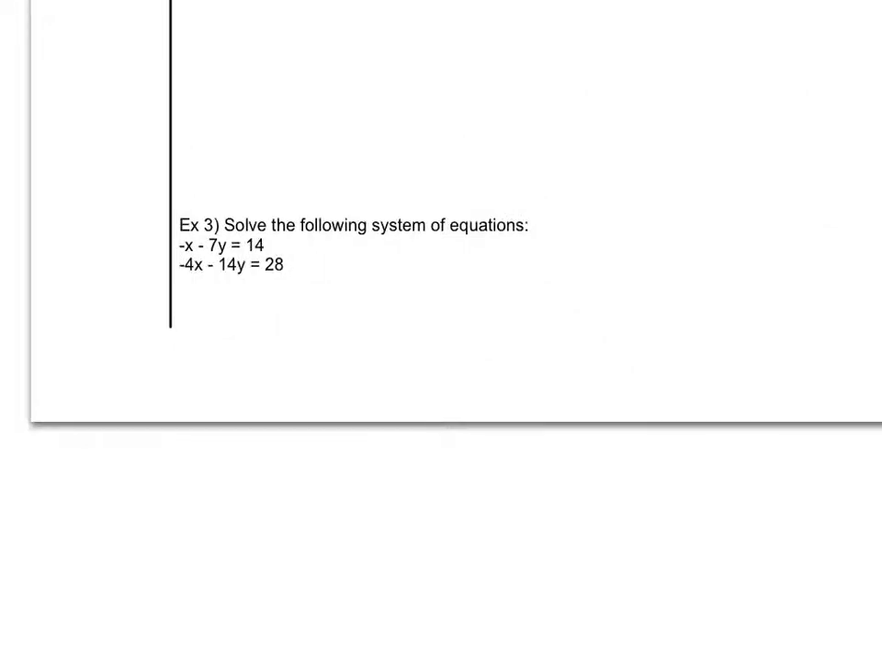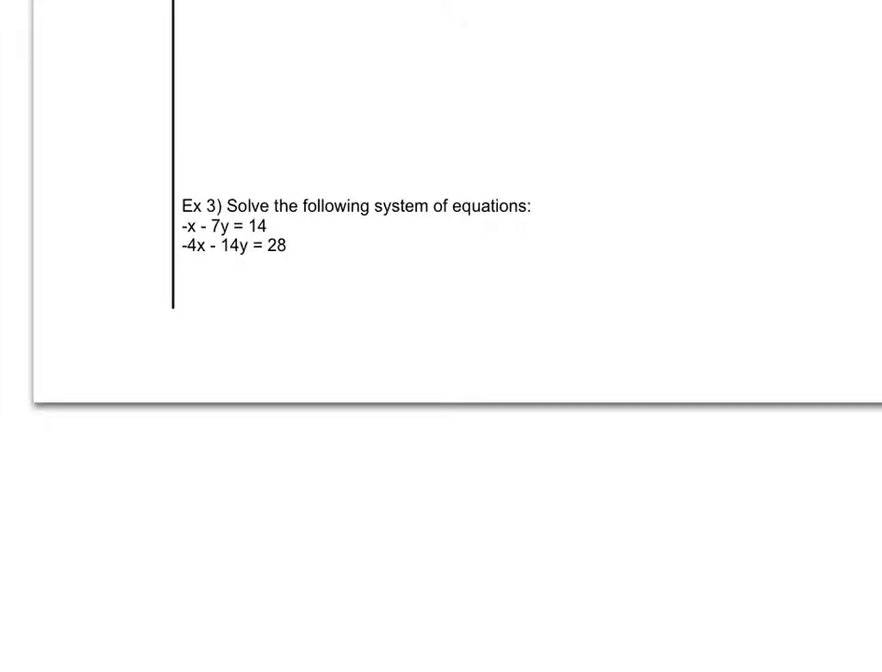Okay, here's your final example, example 3 on solving systems of equations using substitution. If you remember in the first video when I explained what solving by substitution is, I said that we always want to first get one of the variables by itself, and we always want to pick one without a coefficient.